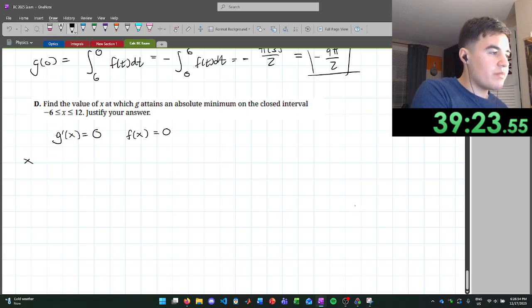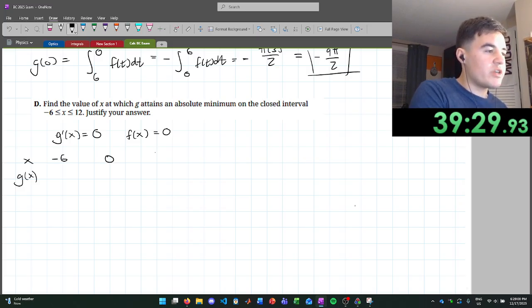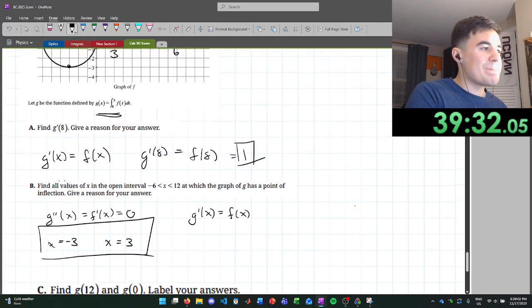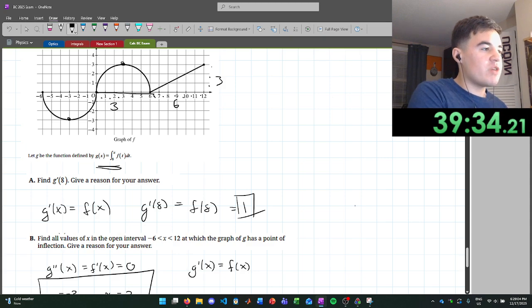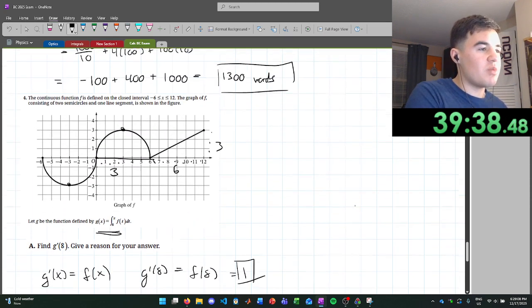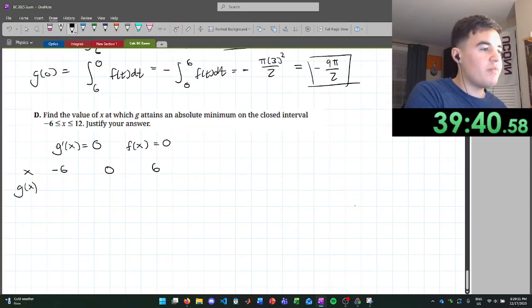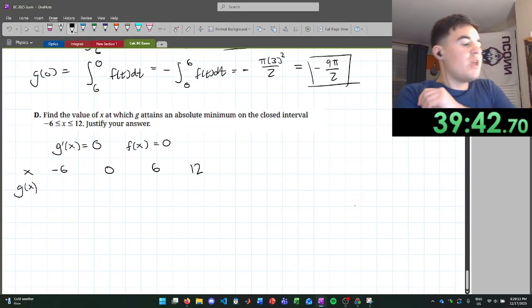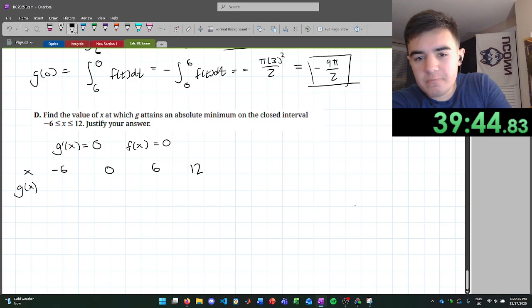These are the x values. This is the g of x values. We want to check -6, we want to check 0, we want to check 6, so we check whenever it equals 0. And we also want to check both bounds. So -6 and 12 are our bounds. We also need to check 12. And then we can just plug in values, really, right?